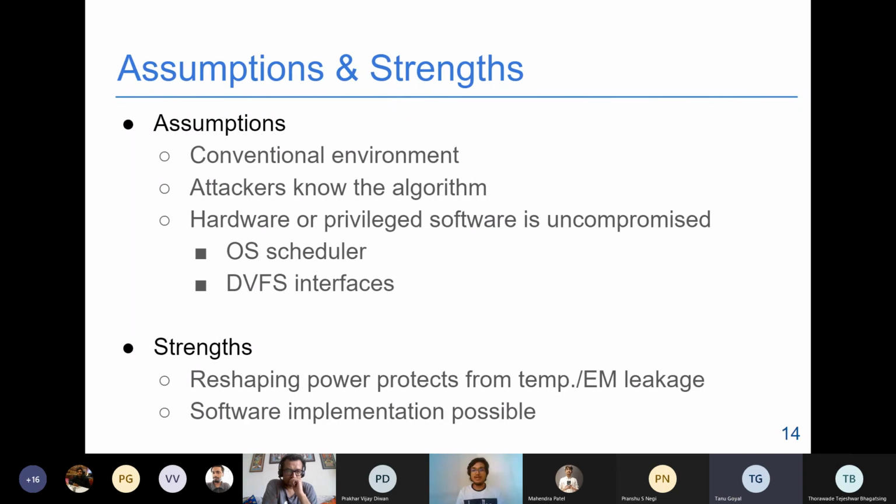and he can plan the attack accordingly. Finally, there's an assumption that the hardware or the privileged software which is being used to implement Maya is uncompromised. So in our case, since we are implementing in software, the OS scheduler, the DVFS interfaces, and some other interfaces have to be uncompromised. Finally, the strengths are that you are able to reshape power effectively, which will in turn mean that you are actually protecting from other physical side channels like temperature and EM leakage, since these physical side channels are also directly correlated to power. And the big strength is that software implementation for Maya is possible.